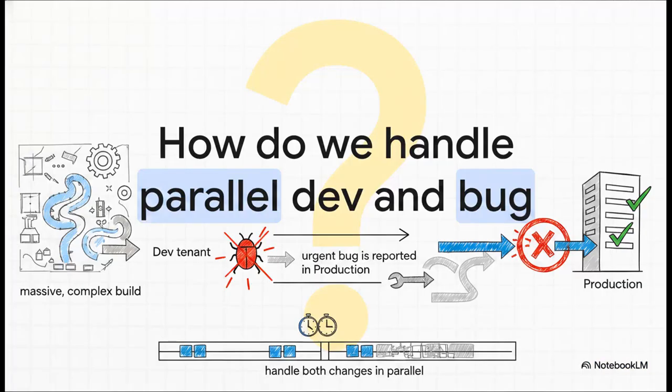Picture this scenario. Your dev team is halfway through a massive, super complex build in the dev tenant. Suddenly, boom, an urgent bug is reported in production. You've got to fix that bug in dev, test it, and ship it to prod immediately. But if you just bundle everything up and ship it from dev all at once, you're going to accidentally drag half-finished development work right into production along with your fix. Total system disaster, right?